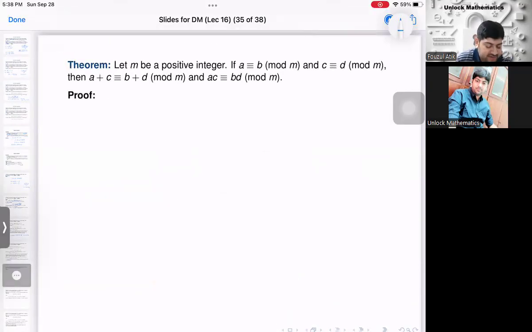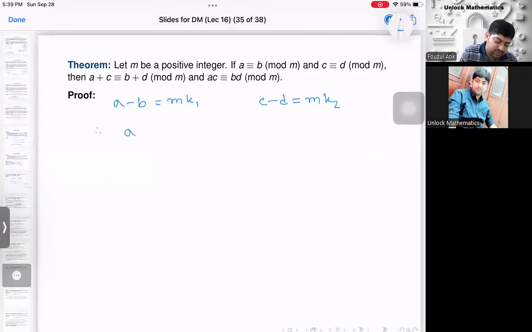We have another result. Let m be a positive integer, and if a is congruent to b mod m and c is congruent to d mod m, then a plus c must be congruent to b plus d mod m, and ac is congruent to bd mod m. These proofs are easy. If a is congruent to b mod m, what does it mean? That a minus b must be written in the form of m times some integer, maybe k1, and I have c congruent to d mod m. Therefore, c minus d can be written as m times some integer k2.